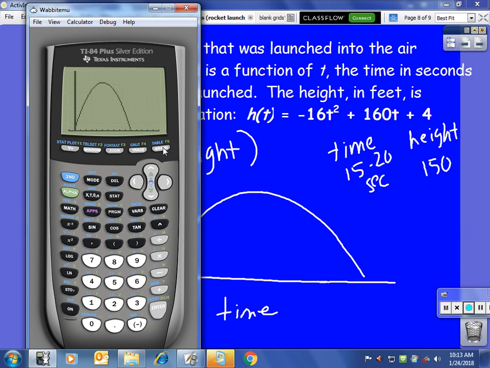Yeah. So our window doesn't have to be exactly the same, but you have to be able to see the picture. Ramiro, you need to be doing this with me. This is not optional, guys. If you're not following along here, you're going to have a real hard time passing the next quiz and the test.